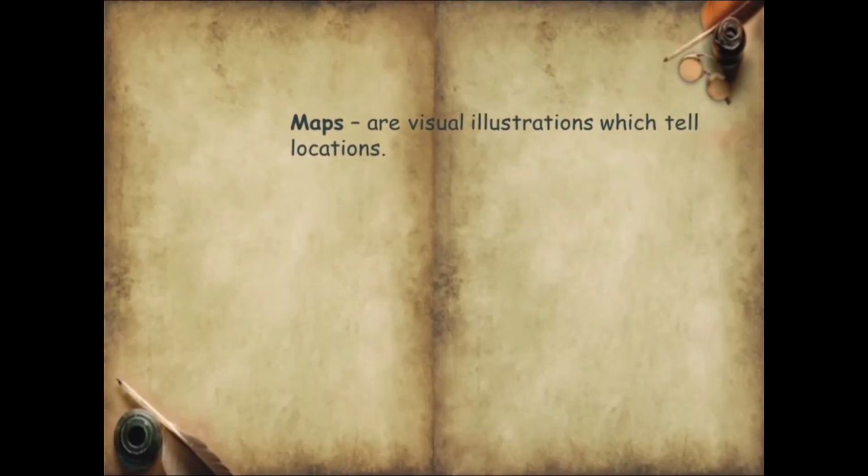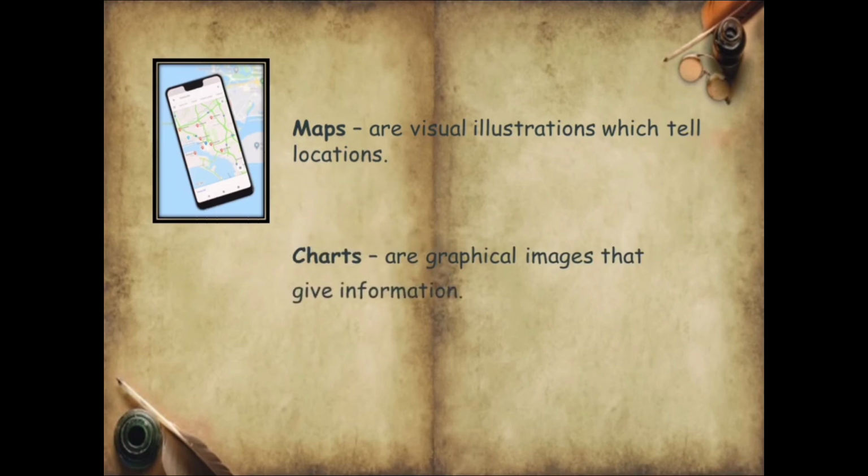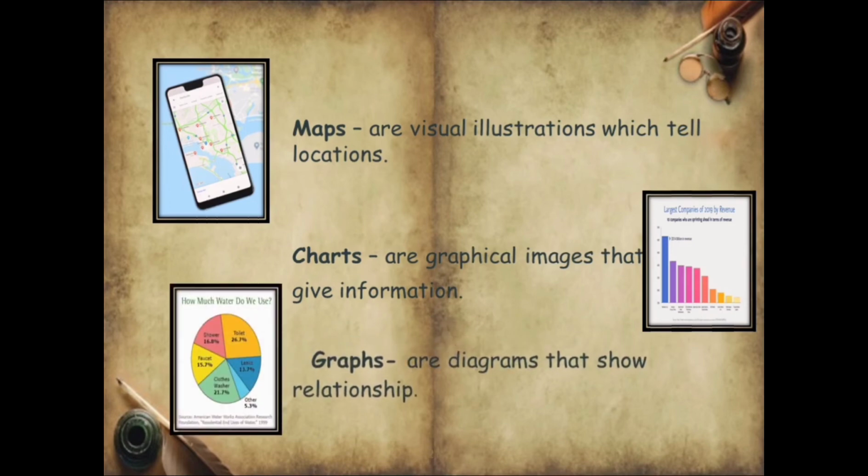Next, maps. These are visual illustrations which tell locations. We can even use our phones for driving directions. Charts are graphical images that give information. Businesses use these to organize information and make sense of data. Last, graphs are diagrams that show relationships. They present data that are too numerous or complicated. These types are very helpful in finding evidence.